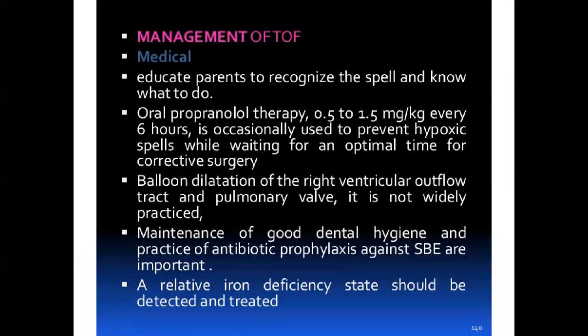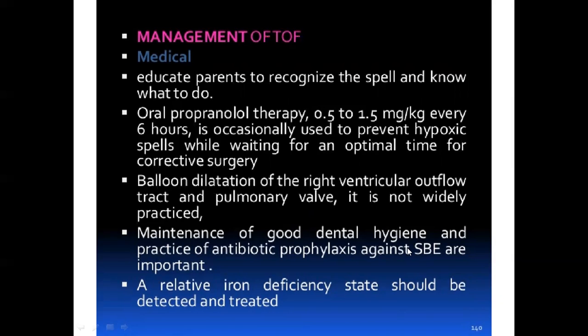Management of tetralogy of Fallot. Medically, educate the patient to recognize the spell and know how to respond. Oral propranolol therapy 0.5 to 1.5 mg per kg every 6 hours is occasionally used to prevent hypoxic spells while waiting for an optimal time for corrective surgery. Balloon dilation of the right ventricular outflow tract and pulmonary valve is not widely practiced.